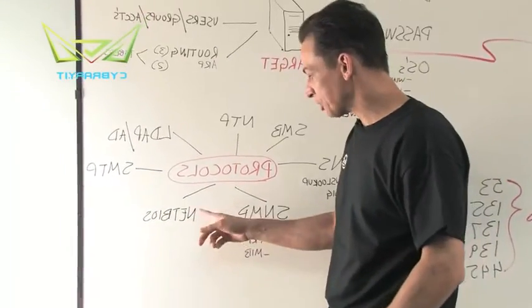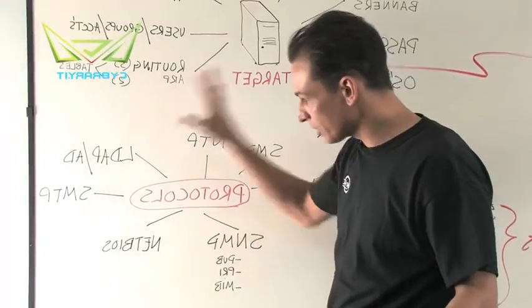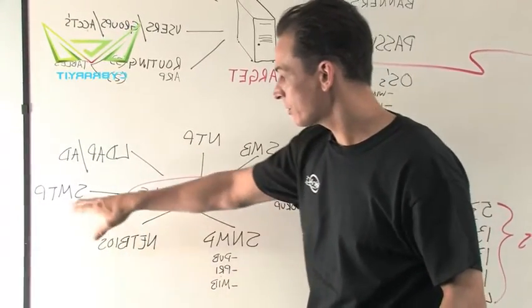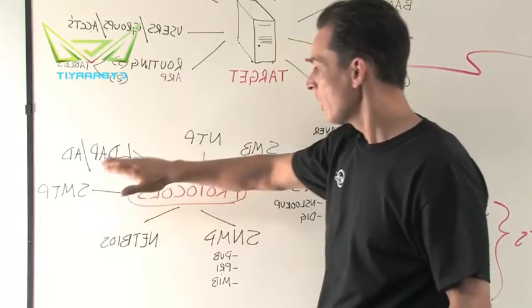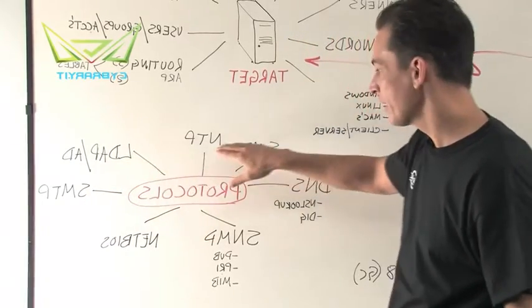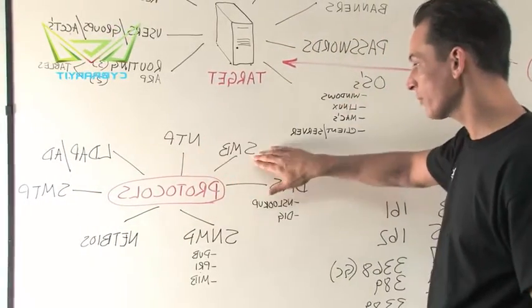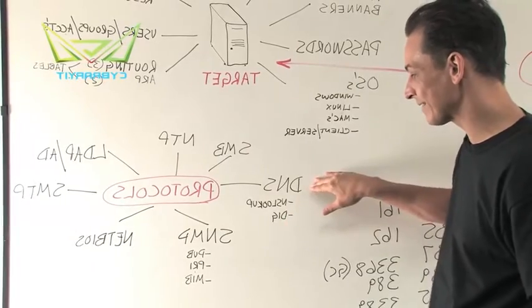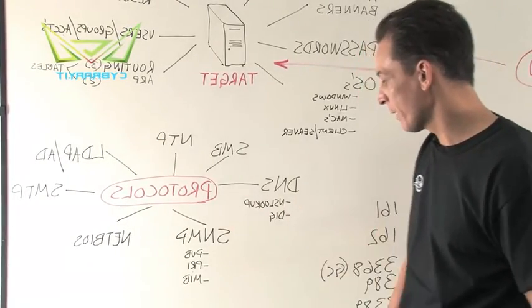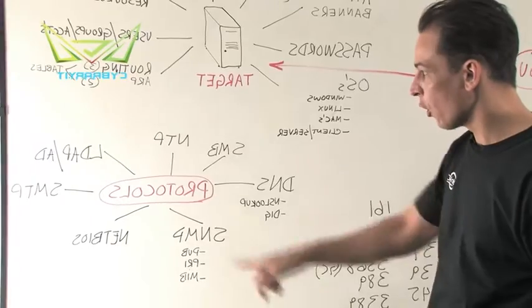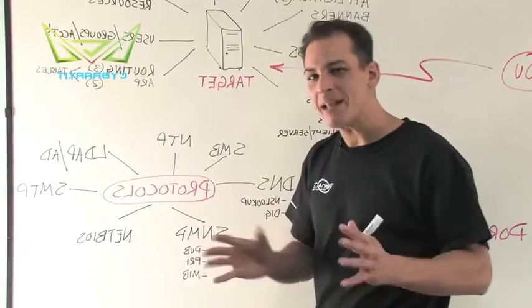Okay, let's just do the whole thing first. NetBIOS, Simple Mail Transfer Protocol, LDAP or Active Directory, Network Time Protocol, Server Message Block, DNS, and Simple Network Management Protocol. All of these together are the basics here.